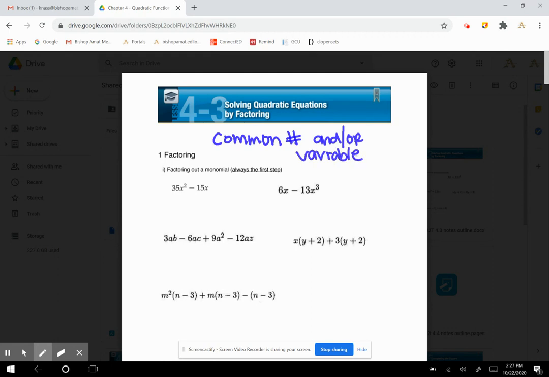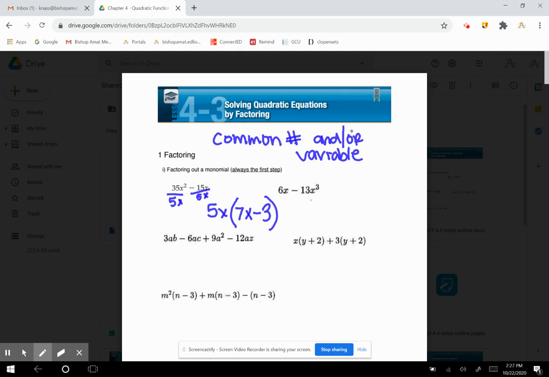Okay, so if we look at the first one, 35x squared minus 15x, what can you pull out of there? You can pull out a 5, and you can also pull out a common x. So if I pull out a 5x, what that basically means is I'm dividing each term by what I pull out of the equation. So that gets me 7x minus 3. That's my answer.